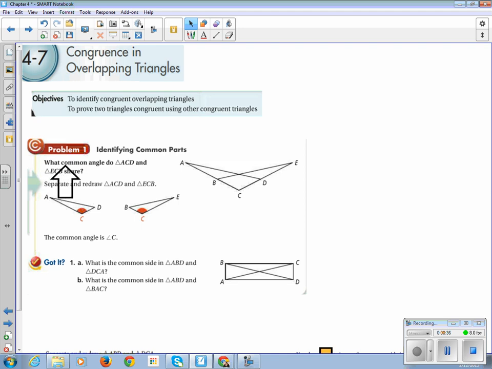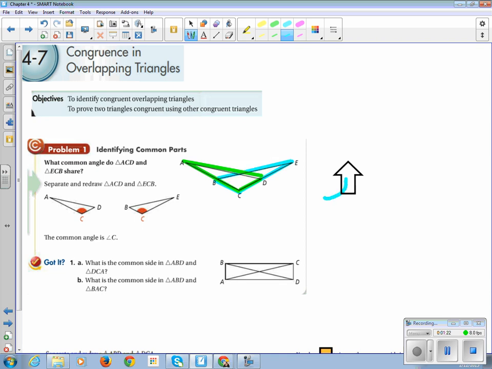Problem number 1. It says, what common angle do triangle ACD and ECD share? So the first thing we do is we separate and redraw the two triangles we're interested in. If you look over here, there's a bunch of different shapes that could be triangles. So you want to make sure you highlight the ones you're interested in. So in this case, it was A, C, D, and E, C, B.